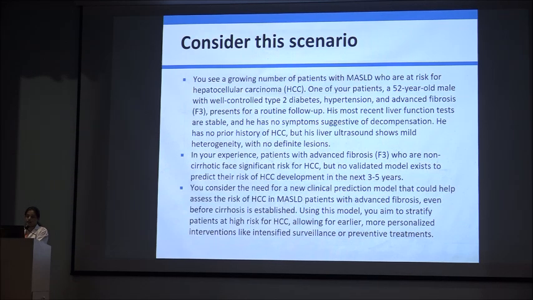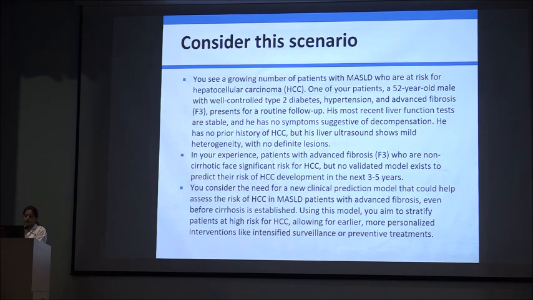In your experience, patients with advanced fibrosis who are non-cirrhotic face significant risk for HCC, but there is no validated model that predicts the risk for HCC development in the next 3 to 5 years. So you consider the need for a new clinical prediction model that could help assess the risk of HCC in fatty liver disease patients with advanced fibrosis even before cirrhosis is established.